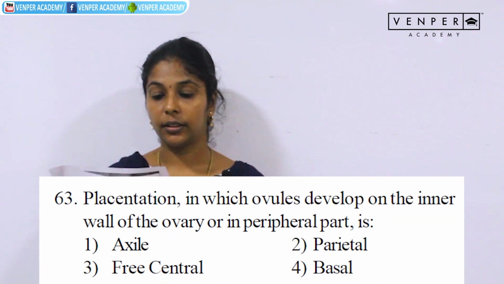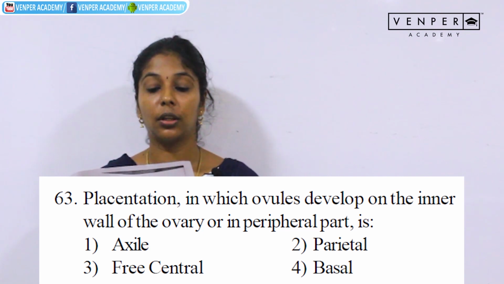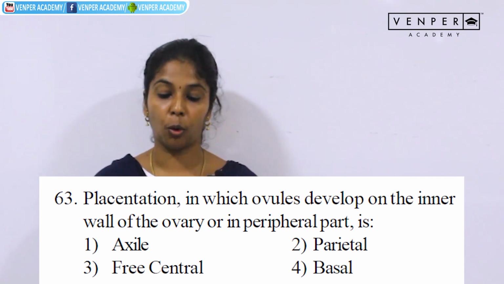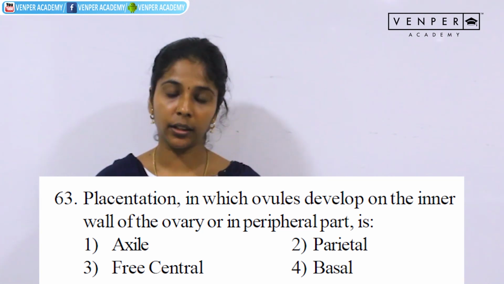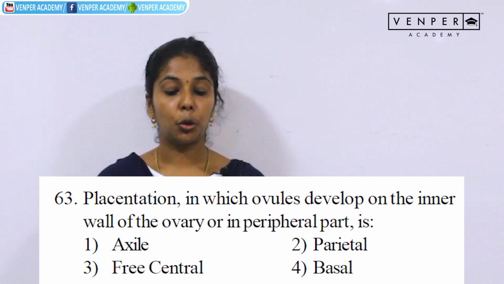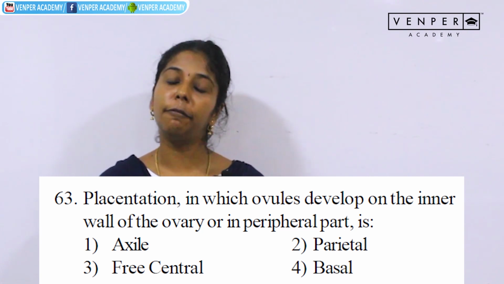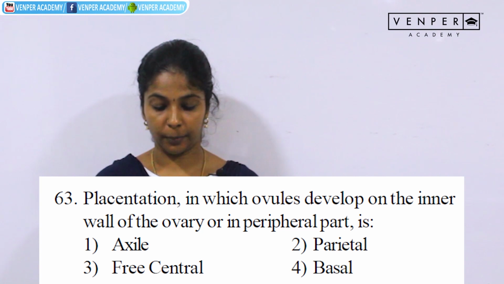Question number 63. Placentation in which ovules develop on the inner wall of the ovary or in the peripheral part. The types of placentation have been given in the options. Option 1, axial placentation. 2, parietal. 3, free central. 4, basal.